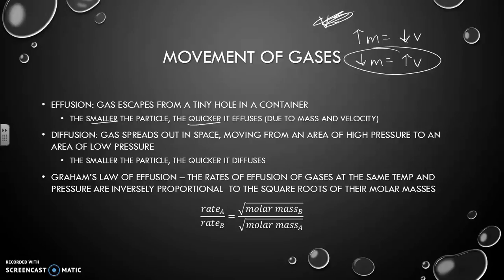We can use Graham's law of effusion. Graham's law of effusion says the rates of effusion of gases at the same temperature and pressure are inversely proportional to the square roots of their molar masses. So if we have the molar masses, we can usually figure out the rate at which they're effusing. You don't have this next one on your paper, so just pause it and write it down.